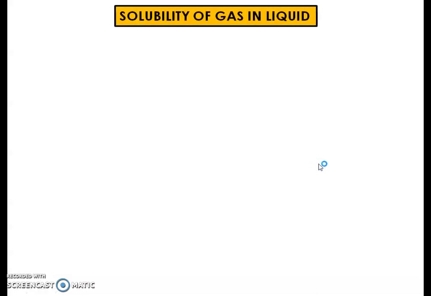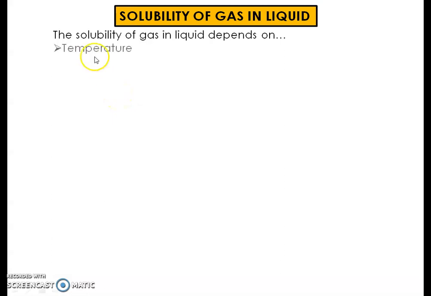First, for solubility of gas in liquid, we need to understand which parameters it depends on. First parameter is temperature. If the temperature of the solution is increased, the solubility of gas in liquid is decreased. So temperature plays an important role in solubility of gas in liquid.